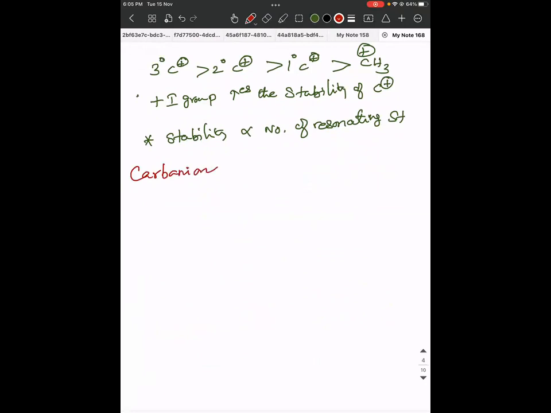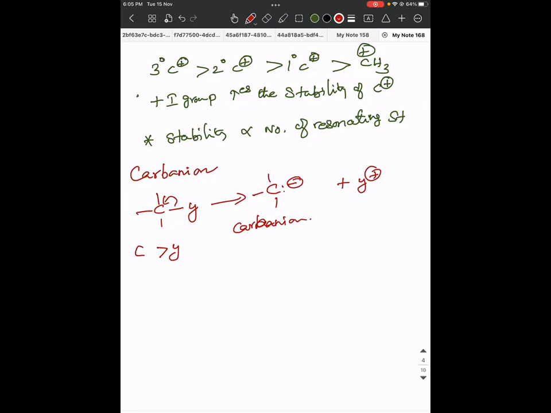What is the meaning of carbanion? When you have a group like this, C–Y, and C is more electronegative than Y, the bond pair of electrons will go in heterolytic fission. It gives C minus and Y plus. So the C minus is known as an anion: carbon bearing a negative charge. That's why it is called carbanion.